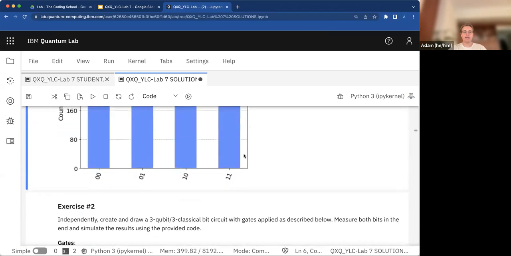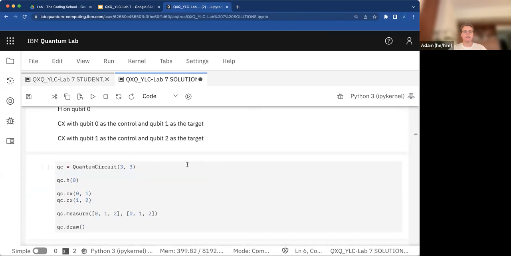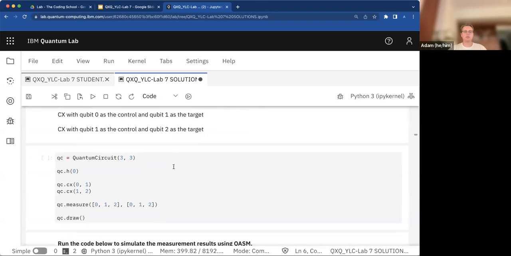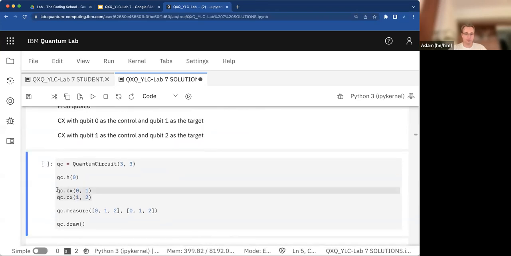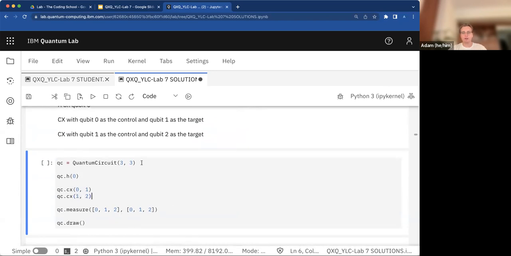Okay. And then exercise 2, it's really pretty similar, but in this case, we have 2 qubit gates, right? We have one CX with the 0 as the control, the 1 as the target, another with the 1 as the control, and the 2 as the target. One important thing here, other than making your circuit the right size, is to make sure you measure all 3 qubits here. We have a 3 qubit, 3 classical bit gate. It's 0, 1, and 2 in this case.